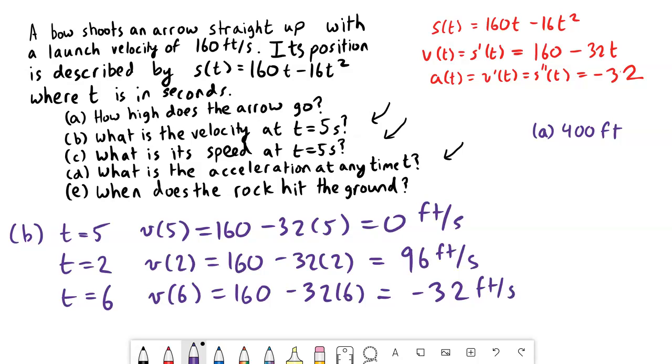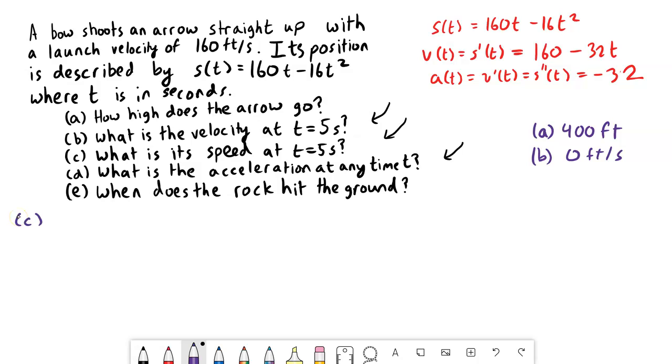So as long as you know the velocity function, which can be found using the position function, right? The derivative. So that's how we do B. On a test, it might be any time and any function. So your job is to know the derivative and how to just simply plug in a number.